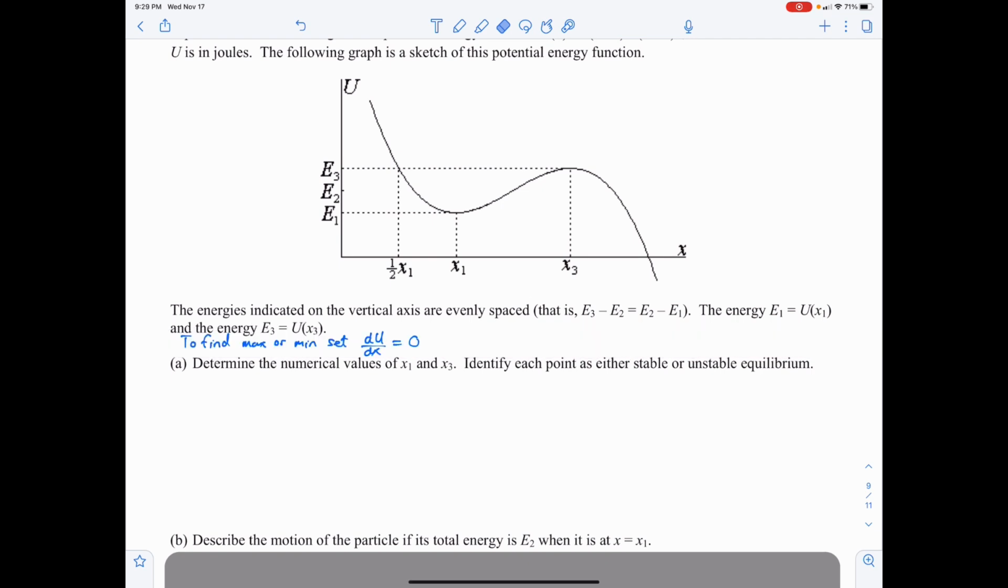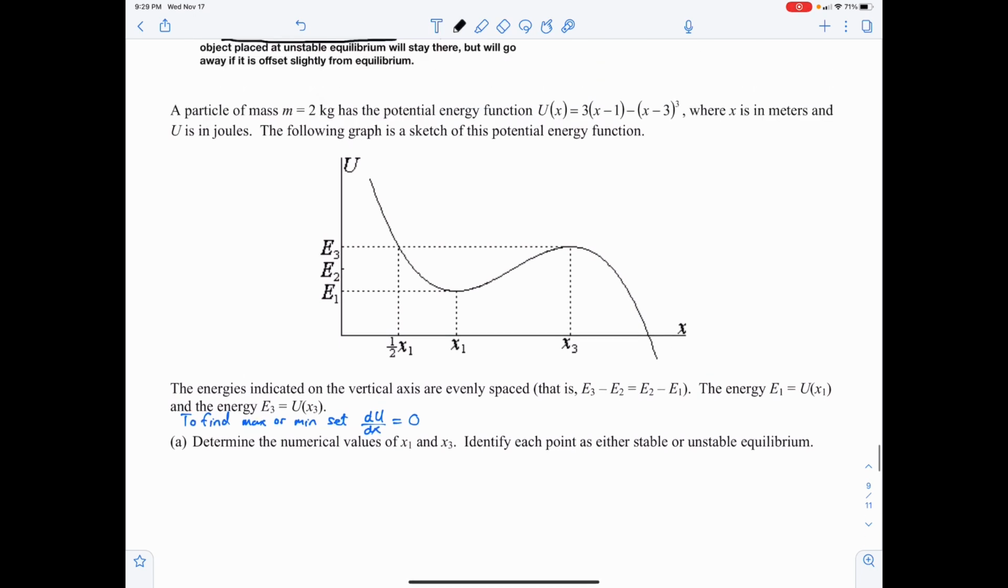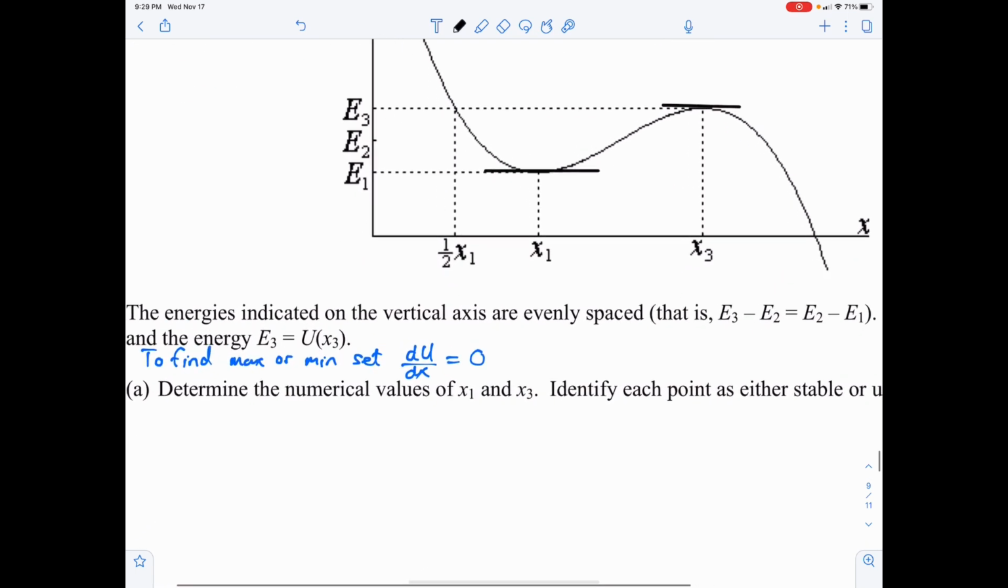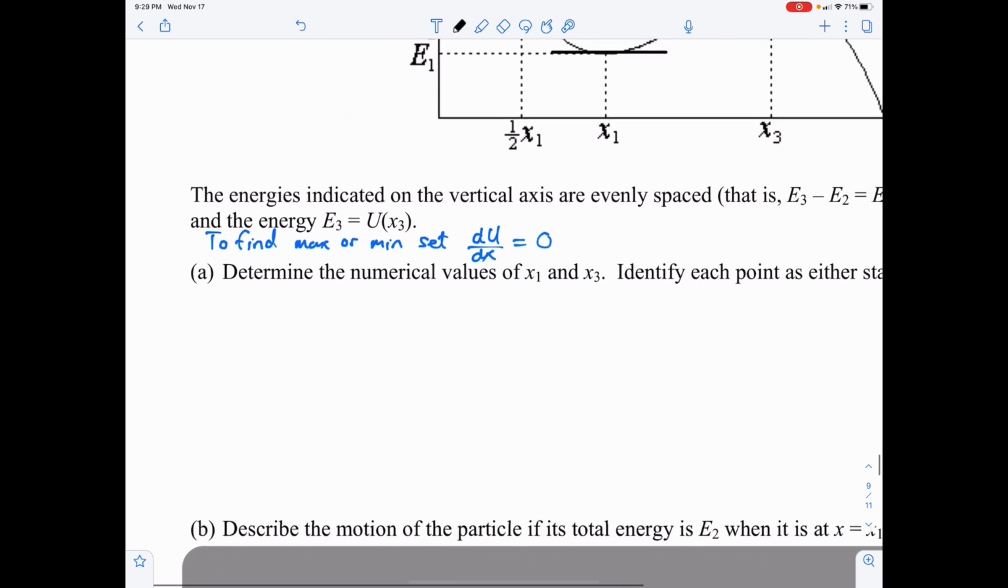And the energy E3 is evaluated at x3. So to find the max or min, this or this, we essentially need to find where the slope of this graph equals 0. In other words, we're going to take the derivative of this function and set it equal to 0. So that's what we're going to do.